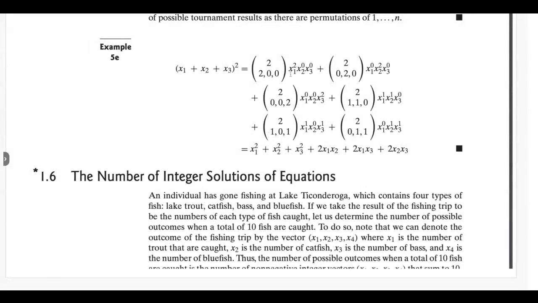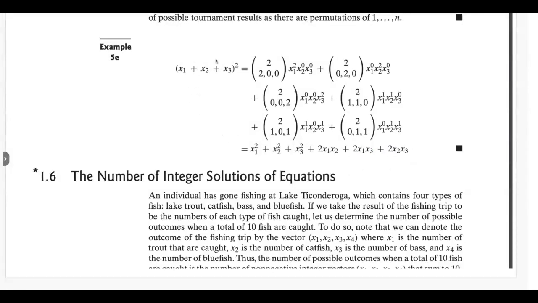So then we do the calculation. The first one, we calculate 2 factorial divided by 2 factorial divided by 0 factorial divided by 0 factorial, that's just 1. So I have X1 squared. The second one, same thing, we have X2 squared. The other one, we get X3 squared. Yeah. So this one is 2 factorial divided by 1 factorial divided by 1 factorial, we will have 2. Then we have X1, X2. So we have 2X1X2. And this one, we have X1, X3. Sorry, so we have 2X1X3. And the last one, we have 2X2X3.